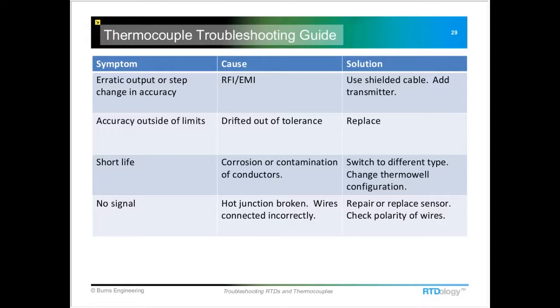We get to the open circuit, where you're just getting no signal from it. It could be that the junction is broken inside the probe. You may have a short or another broken wire somewhere, or at a terminal block. It could be that the wires are just hooked up backwards, and we can go ahead and check the polarity of those wires.